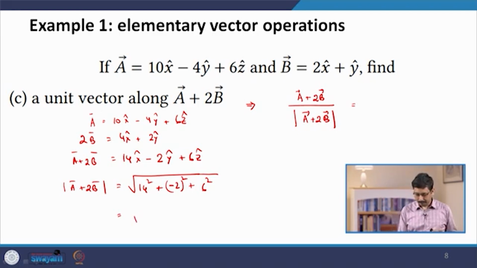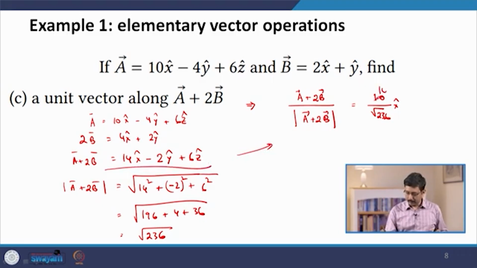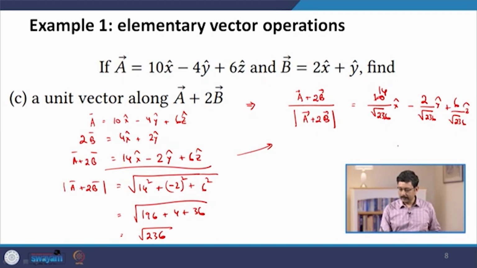So, this is 14 square is 196 plus 4 plus 36, which is square root of 236. So, then the magnitude of this vector is, sorry, I am sorry. So, this is a plus 2b. So, this must be 14 divided by square root of 236 x hat minus 2 divided by square root of 236 y hat plus 6 divided by square root of 236 z hat. You can verify that if you apply the magnitude of this vector, on the right hand side it is 1.